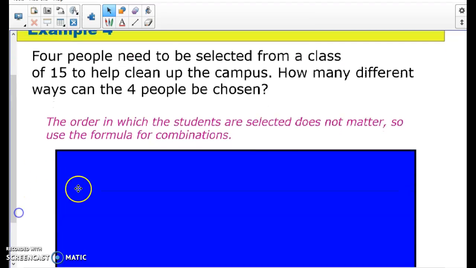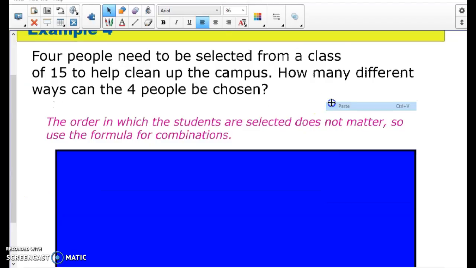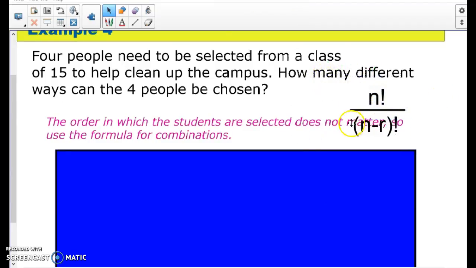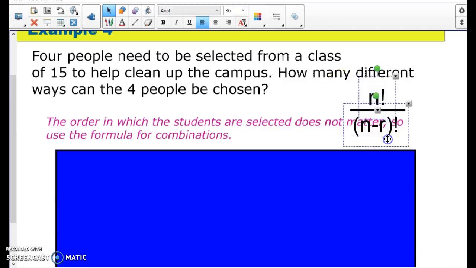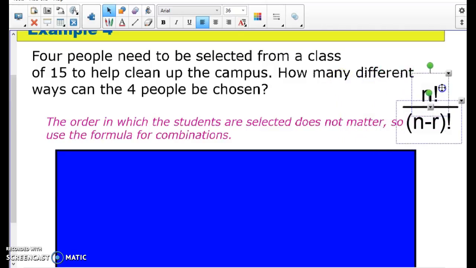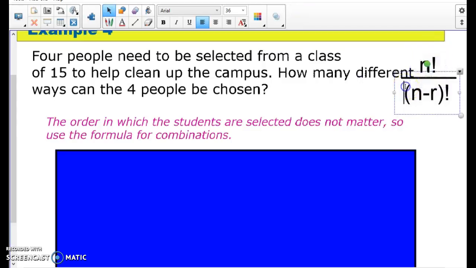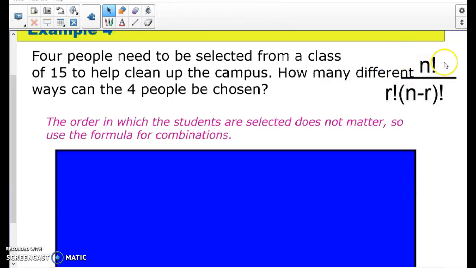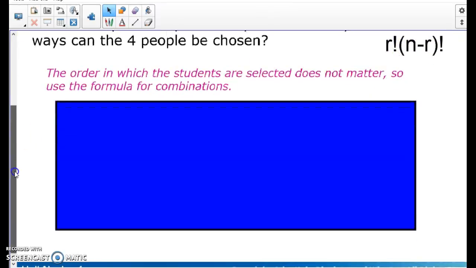Okay, so for something like this, 4 people need to be selected to help out in a classroom out of the 15 people in the classroom. So our formula almost looks the same, except we're going to add one thing since the order does not matter, and that is another r factorial on the bottom. Okay, so now it looks like this: n factorial divided by r factorial times n minus r factorial. Otherwise, it's the same kind of problem.